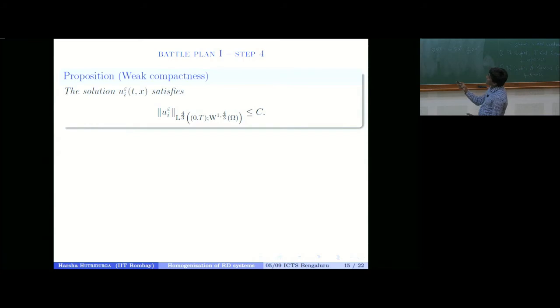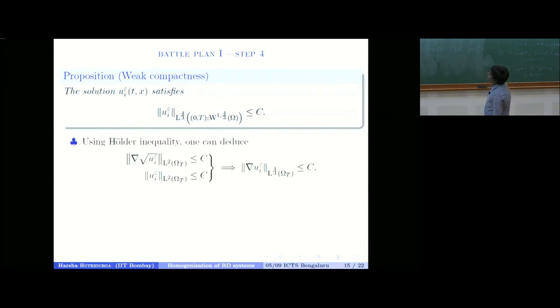Now we have to get this L^p W^{1,p}, right? So the claim is u_i epsilons are uniformly bounded in L^{4/3} in time, W^{1,4/3} in space. You use the information from step 2 and step 3, which says the information on the gradient of the square root of u_i epsilons and the L2 estimate of the solution. Now, a simple application of Hölder inequality will give you that the gradients of u_i epsilons are in L^{4/3}. Okay?